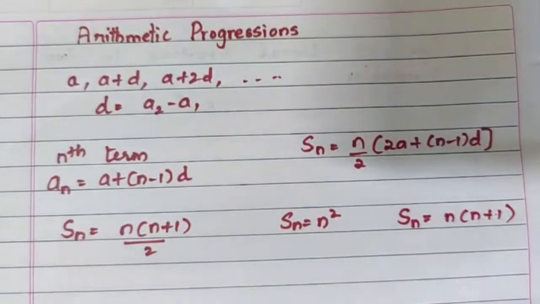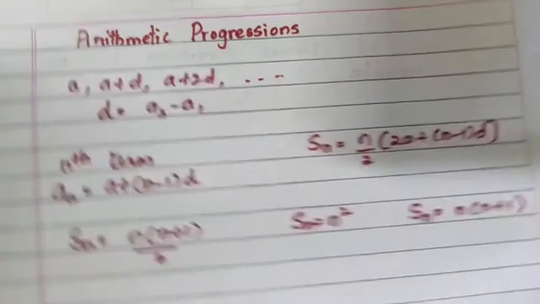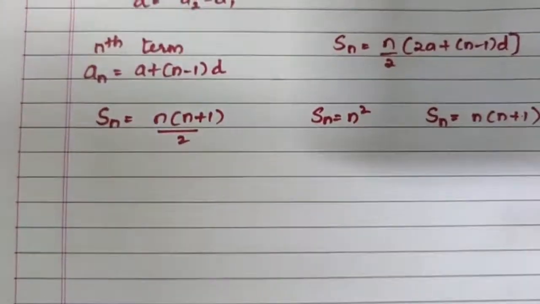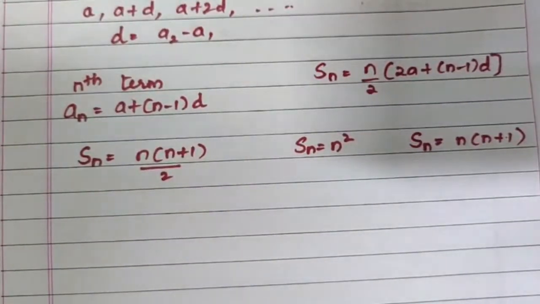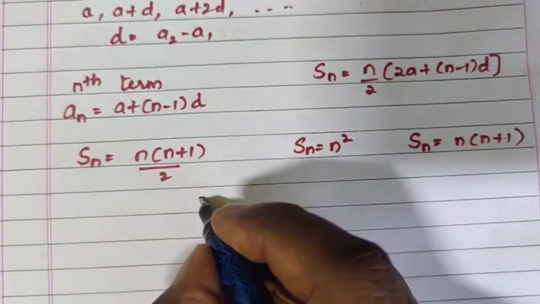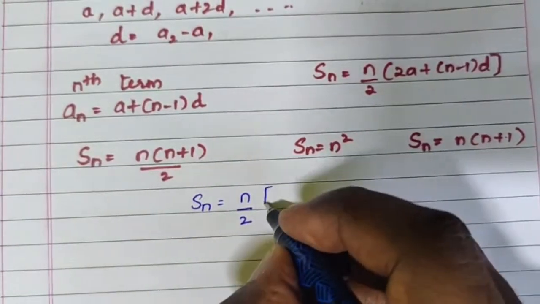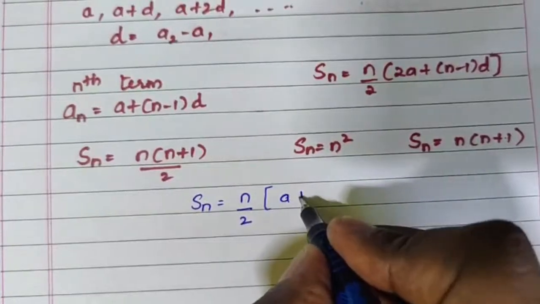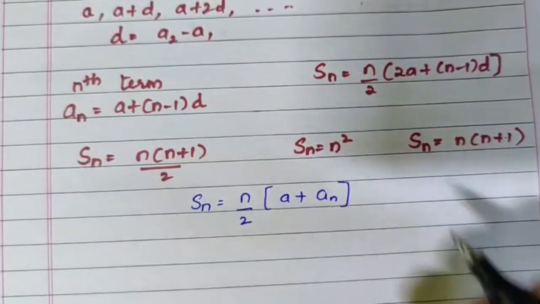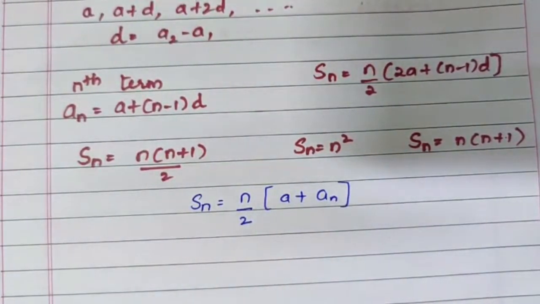And the formula to find the sum of n terms when the last term is given: Sn equals n by 2 into a plus an. For 1 mark, it can be asked. So Sn equals n by 2, a plus an.